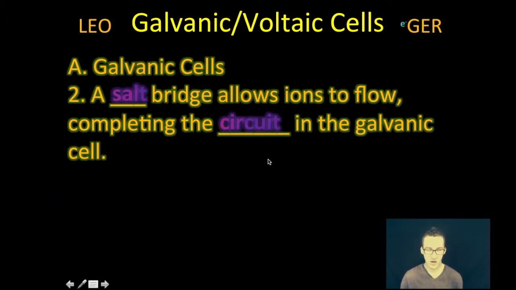Okay, so just some quick terminology here that hopefully you picked up on in that intro video that we just need to reinforce. One, you need to make sure that you're aware that a salt bridge allows the ions to flow. That's an important part of the galvanic cell. It completes the circuit and allows those ions to flow. Without it, your voltage will drop to zero almost instantaneously.